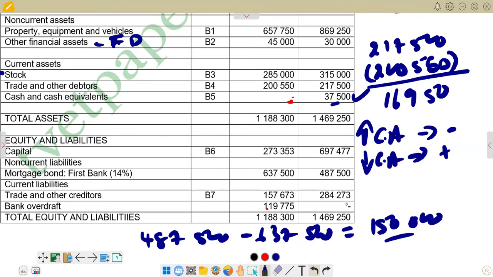If we had the bank overdraft here, we are supposed to say the figure that we have here minus this one. The net that we get should be the same as what we got as the final figure in the cash flow statement. That is the cash and cash equivalents at the end.